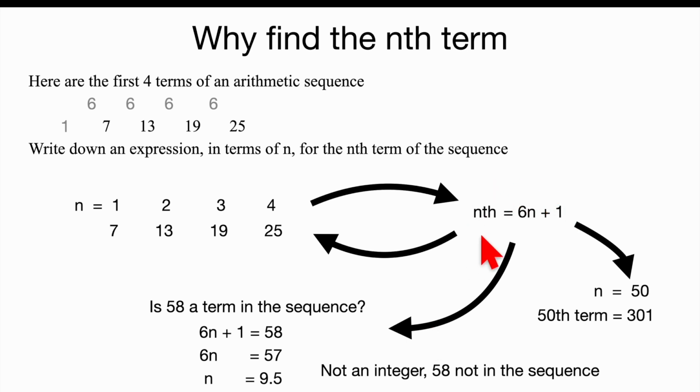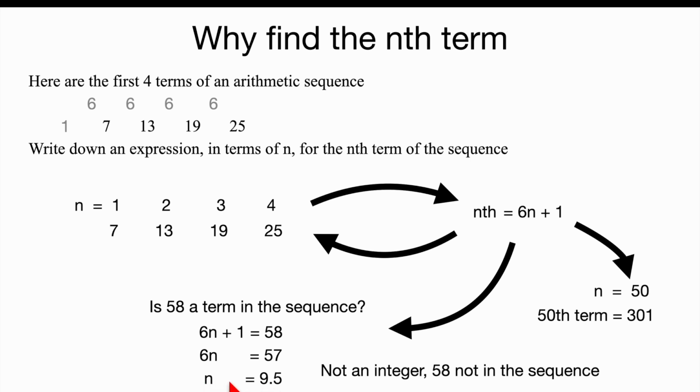The sequence can give us the formula, the formula can give us the sequence. We can pick out any term we want. We can pick out 1 to 4, but we can pick out the 50th if we want. And we can tell if a number is in the sequence by setting the formula to the number and then seeing if there is an integer which solves this.